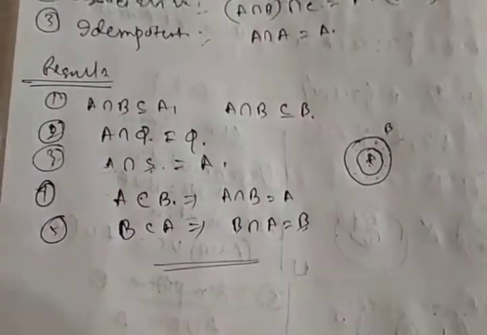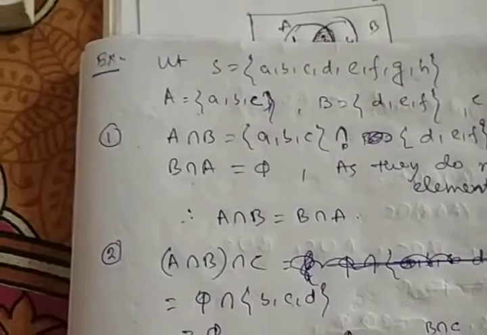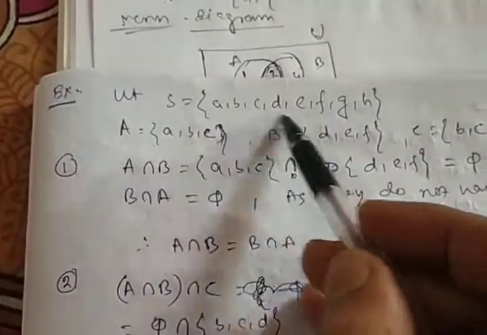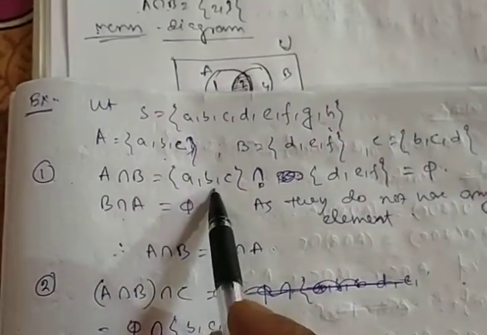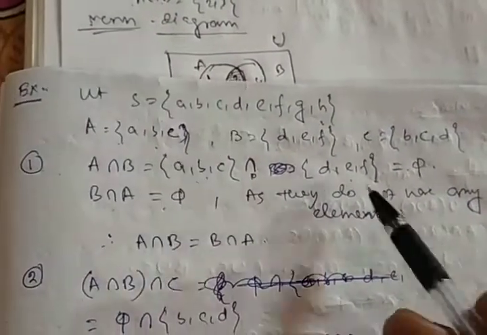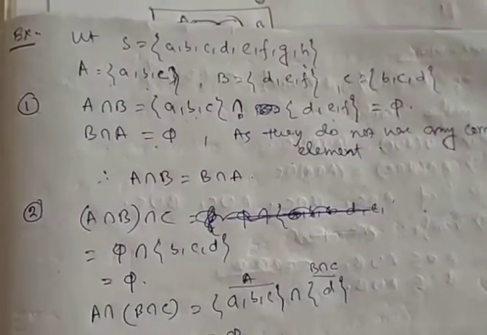These are the results. I have given an example showing the following results hold. Taking S as a universal set, A is the set {a, b, c}, B is {d, e, f}, and C is {b, c, d}. So A intersection B will be {a, b, c} intersection {d, e, f}. There is no common element, which will be phi. Also B intersection A is phi, as they do not have any common element. So A intersection B equals B intersection A.